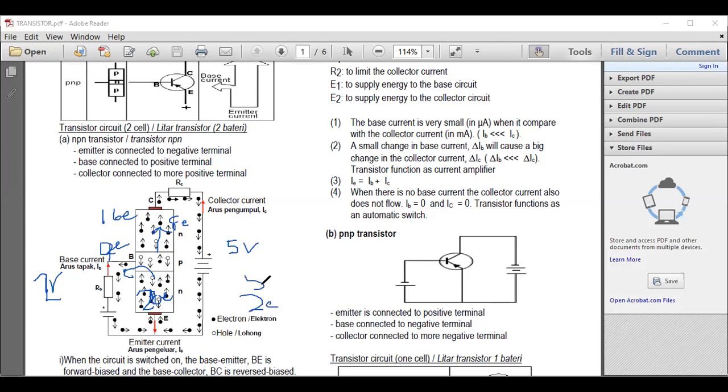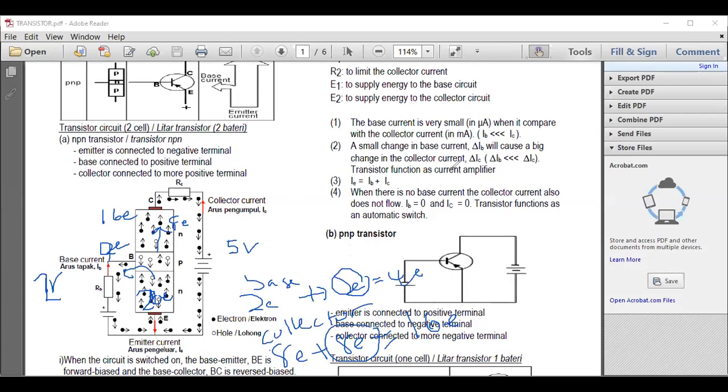So your base initially was 2 electrons. Now increase to another 2, so it becomes 4 electrons. Whereas for the collector, initially it was 8 electrons, and then after you increase some more to 8 electrons because the base voltage increased, so it becomes 16 electrons. That means small changes in the base produce big changes in the collector. That is what is meant by this statement.